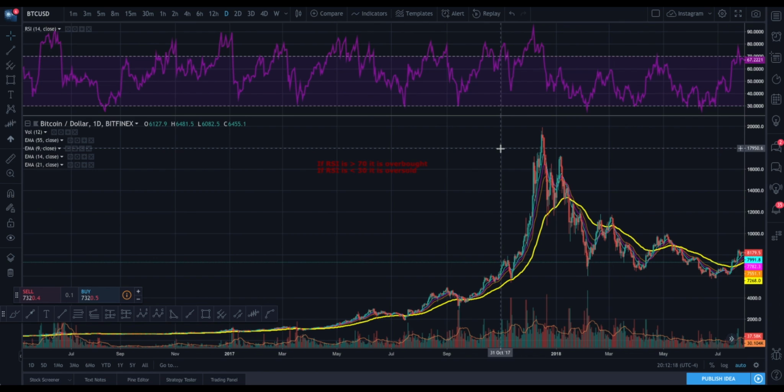Recall from the previous video on MACD, we analyzed how MACD's histogram allows us to see divergences. RSI works in the exact same way. It also gives us bullish or bearish divergences. So let's look at a few examples.